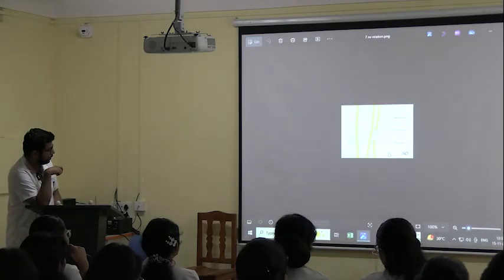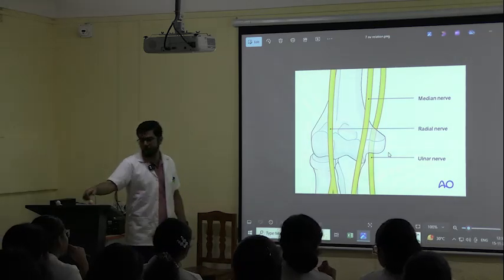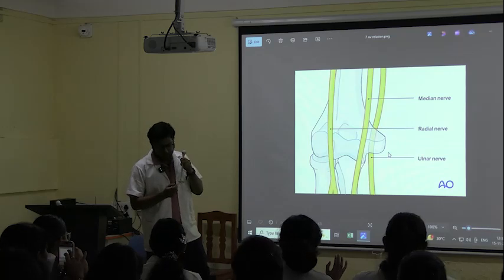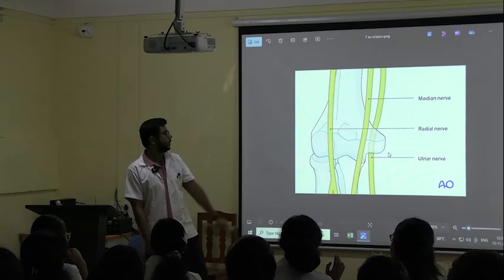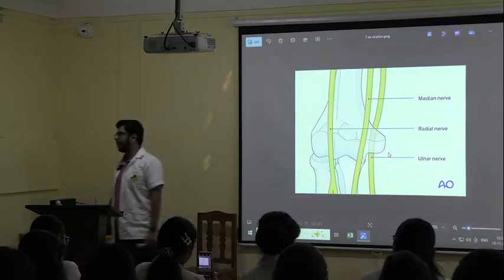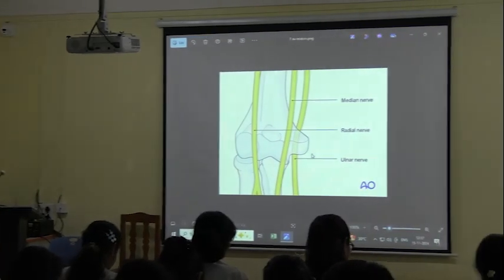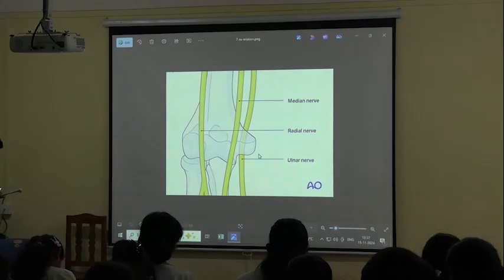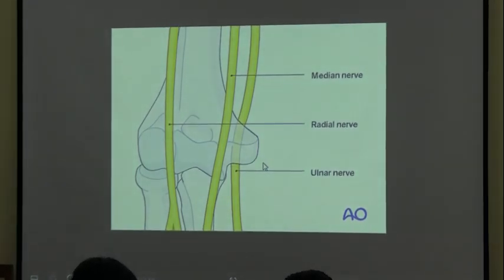And there are 3 nerves related to the humerus. This is the medial epicondyle. Behind the medial epicondyle, draw it quickly in 1 minute and point it out. Look at the diagram of everything, search on the net. Draw it or take a picture, but in the exam paper, you must draw.